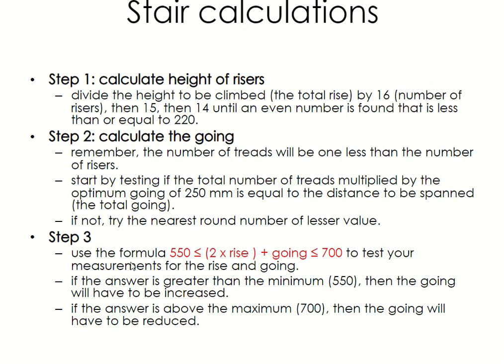Step 3, use the formula. 550 is less than or equal to 2 times the rise plus the going, which needs to be less than 700. So that tests your measurements for the rise and going. This is the formula. If the answer is less than 550, then the going will have to be increased because it can't be any less than 550. And if the answer is above 700, then the going will have to be reduced. It can't be any more than 700.